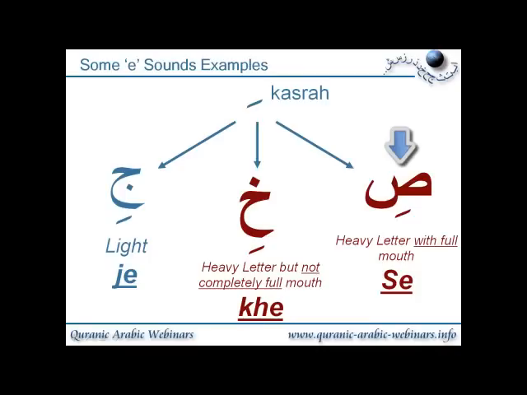So you're making a full mouth, i.e. your mouth is almost round. Your lips are just about making a round circle. Si, Si. So you can see the E sound varies, but the Kasrah still gives E sound on all of the letters. So again, we have G, Khi, Si.